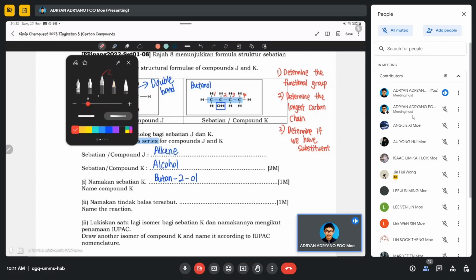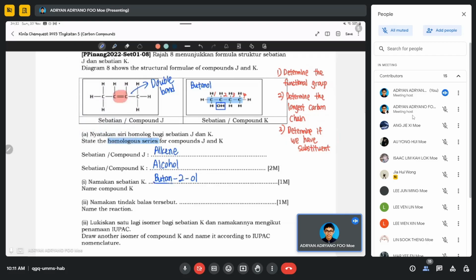See? So that's why the naming will be butane, because got 4 carbons, and then 2-ol because the functional group, the hydroxy group, is at the second carbon. So butan-2-ol. 就是这样罢了. It will be the same for alkene, alkyne, carboxylic acid 跟 ester. Same thing. But 通常这种 numbering 的 it will occur at the alkene and alkyne and the alcohol.